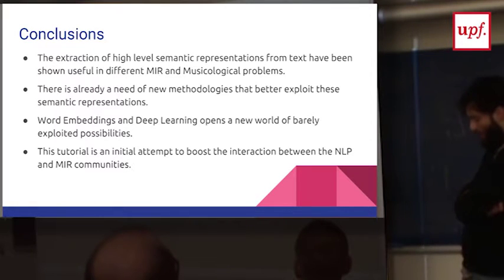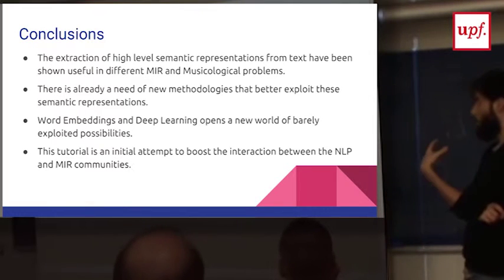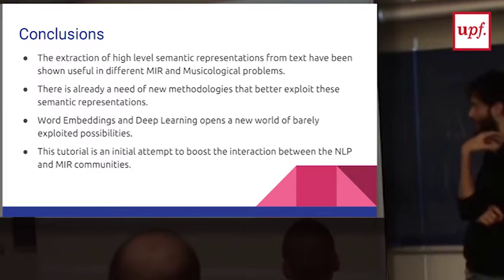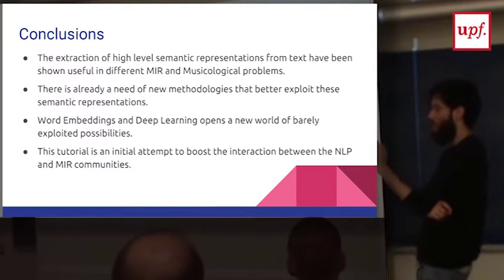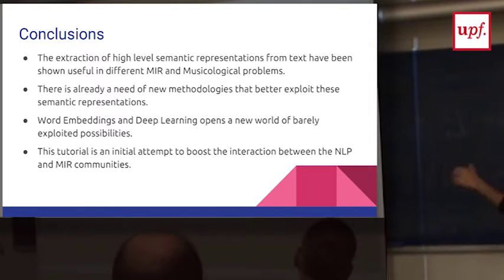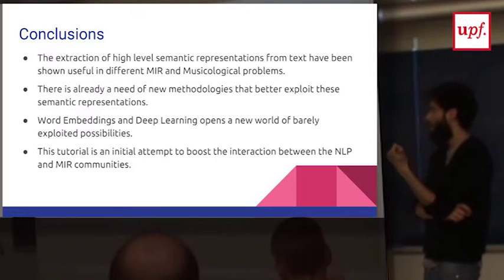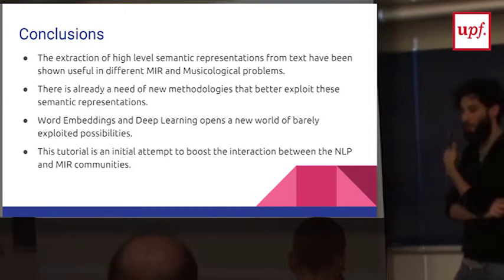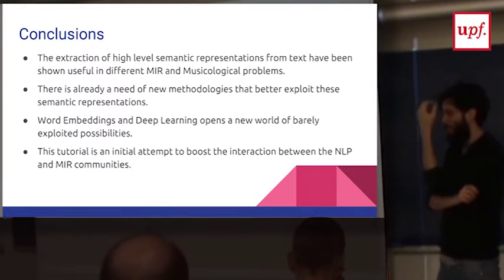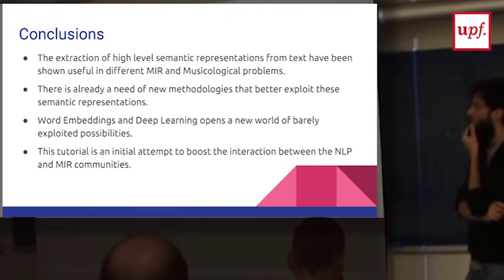So the main conclusions here are that the structure of high-level semantics from text is useful in MIR and in musicology. But of course, there is already a need for new methodologies to really exploit this semantic information. We just tried some ideas and got some results, but there are a lot of possibilities. Then we have seen that word embeddings and deep learning open a new world of possibilities. There is a lot of research that can be done using this, and now this is really what everyone is publishing in conferences: deep learning and word embeddings.